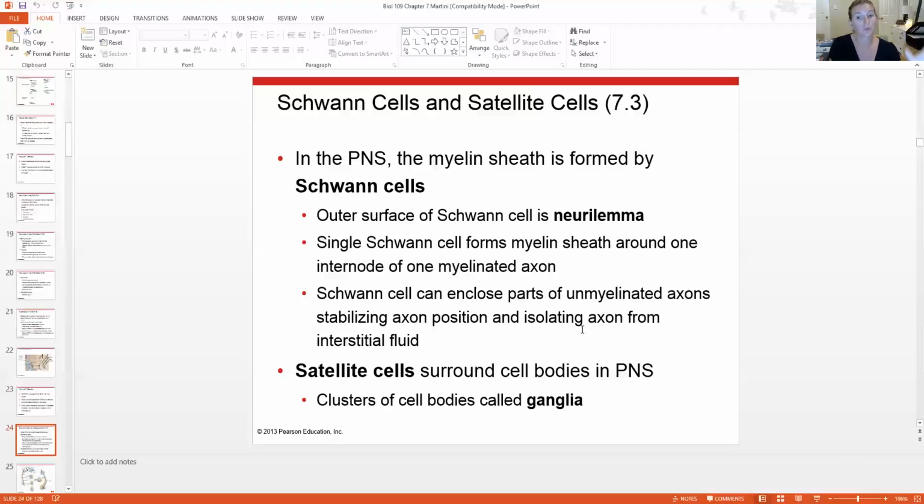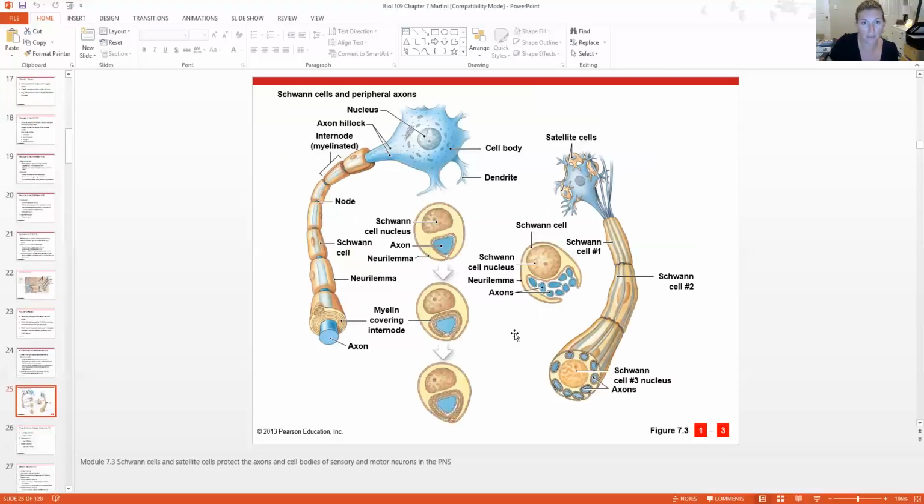Satellite cells will help surround the cell bodies in the peripheral nervous system, and they basically form little clusters around the cell bodies, and we call those cell clusters ganglia. Here you see what I mean. These are Schwann cells, and they're just wrapped right around that axon, forming little insulated bubbles. You can see those nodes in there, those little gaps in between the myelinated areas. And this is the satellite cell surrounding the cell body. There's a bunch of them together. They are called a ganglia.